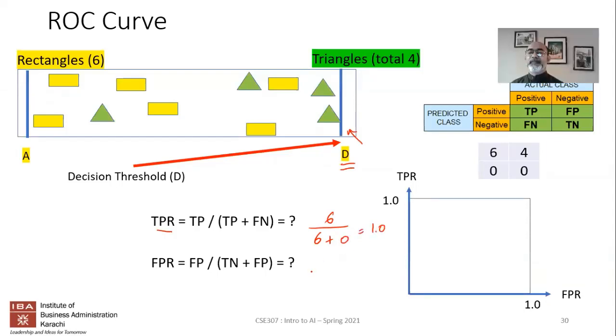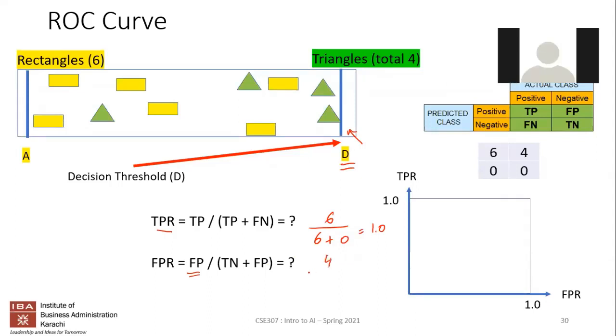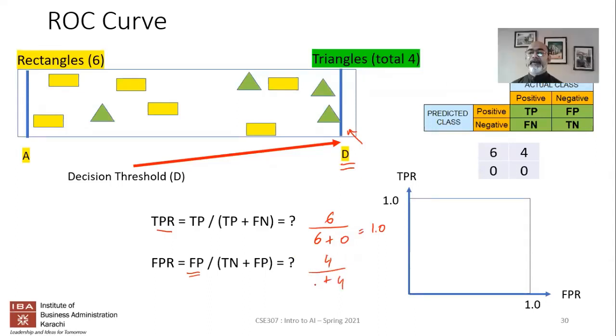And what about the false positive rate? False positive saying how many false positives are there? 4. 4 and 4. And how many true negatives are there? 0. True. So this is also 1.0.